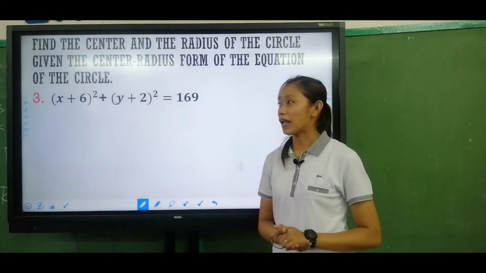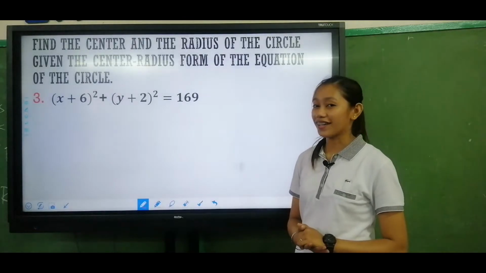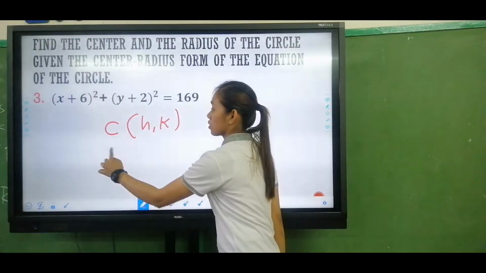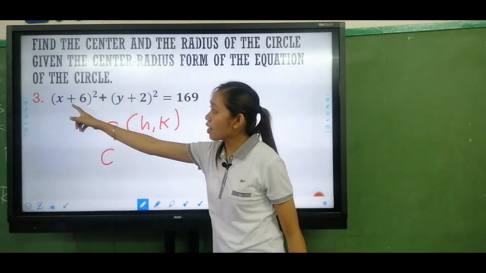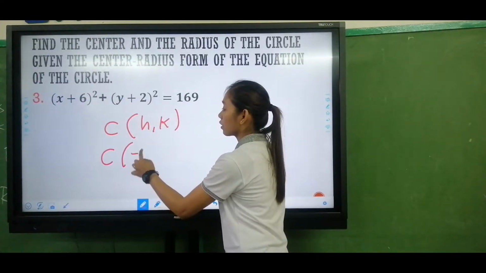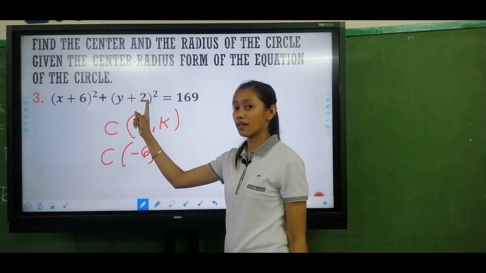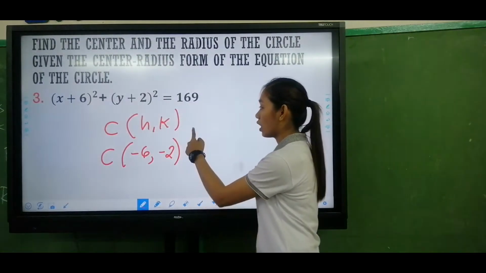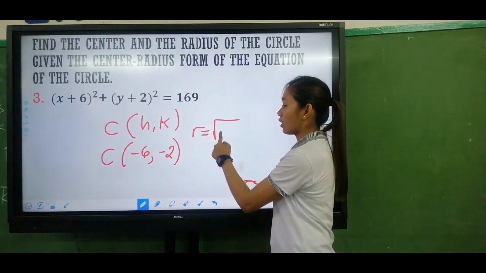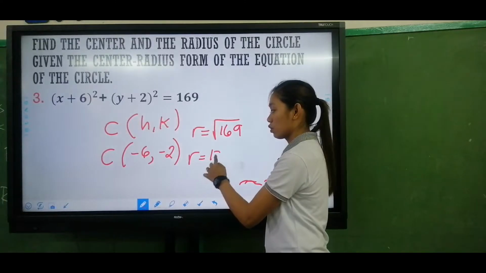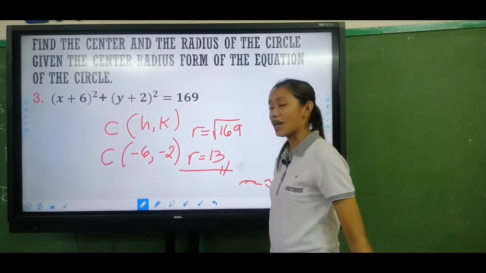Let's solve number 3. X plus 6 squared plus y plus 2 squared is equal to 169. The center is h, k again. So get the opposite sign of your x coordinate. So positive, the opposite is negative. So negative 6. Get the opposite sign then for our y coordinate. So that will be negative 2. Then r, get the square root. The square root of 169, that is a perfect square. That is, r is equal to 13. So that is your radius.